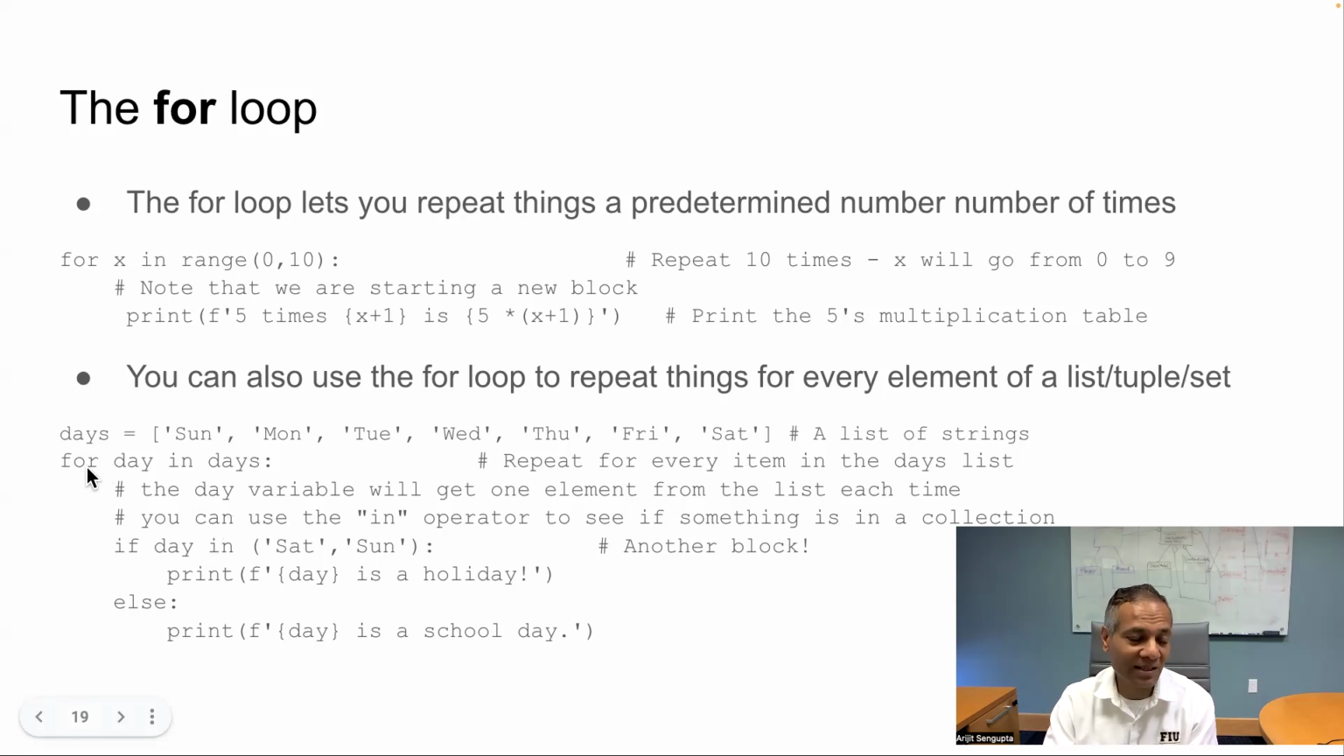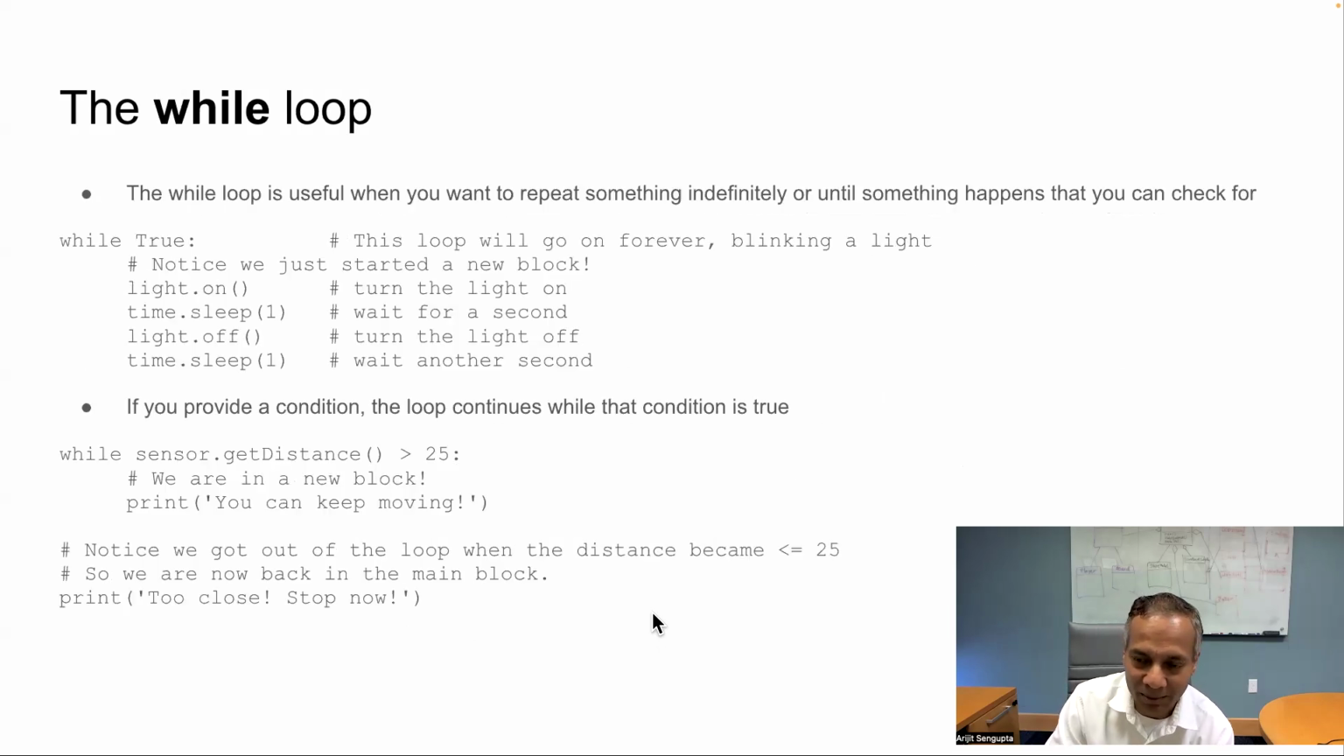So it's basically going to go through these days array or list. And then if day is either Saturday or Sunday, we're going to say that day is a holiday. Otherwise, it's going to say it's a school day. That's a simple little example.